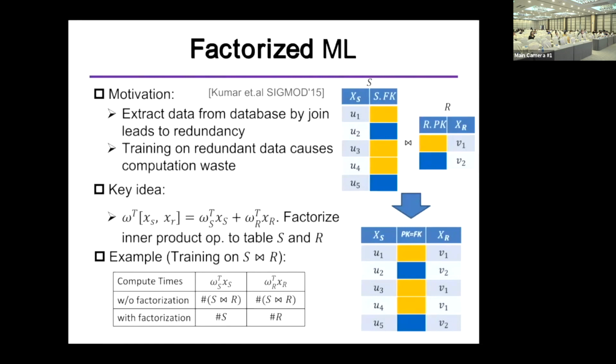So factorized ML is proposed to address these issues by supporting machine learning on multiple relation tables and pushing the machine learning operators down to each single table. For example, if we want to join the tables S and R and run a simple machine learning algorithm like W transpose multiplied by X, we can see that if we push down the W multiply S to each single table, we can save many computation operations.